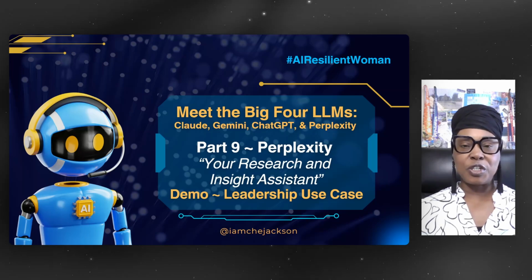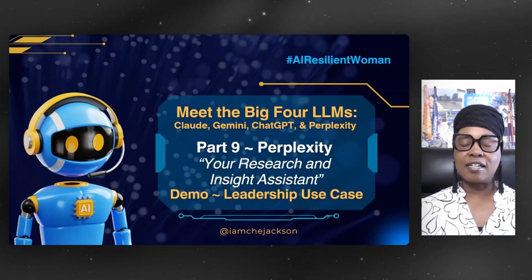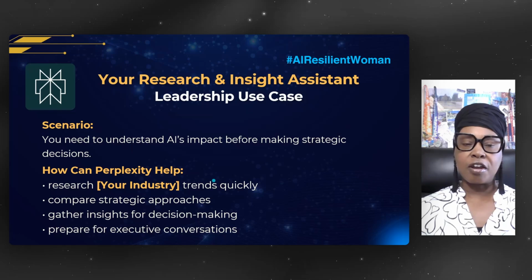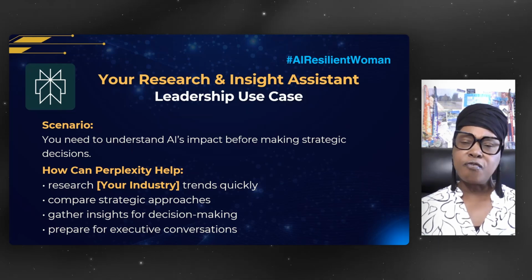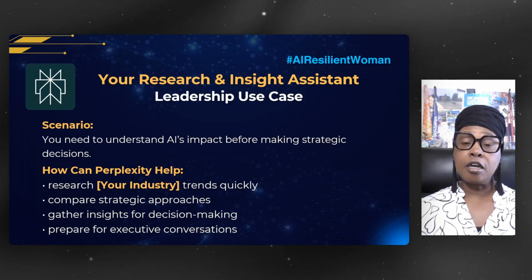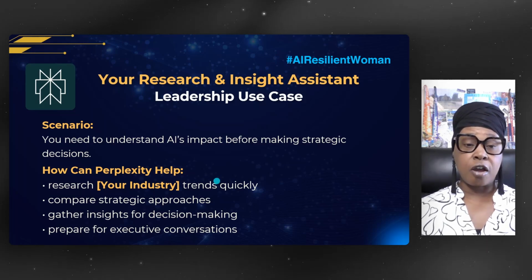Today, I will be showing you how you can use our tool of the month, Perplexity AI, as your research and insight assistant. For today's demonstration, we will be using a leadership use case. So let's take a look at our scenario. You need to understand AI's impact before making strategic decisions. How can Perplexity help? It can help you research your industry trends quickly, compare strategic approaches, gather insights for decision making, and prepare for executive conversations.